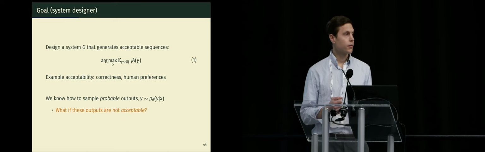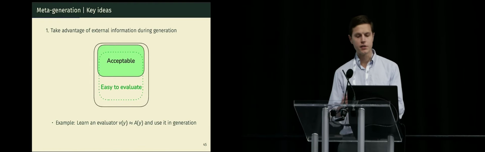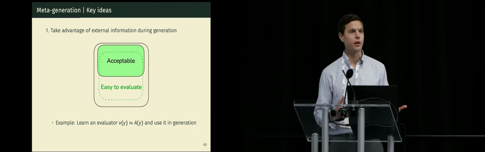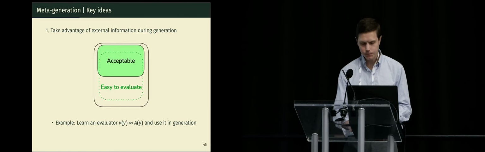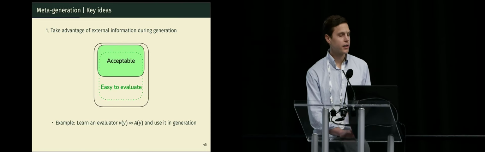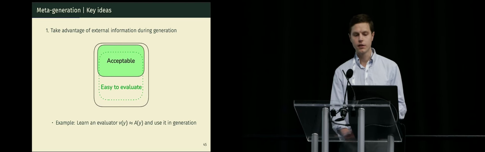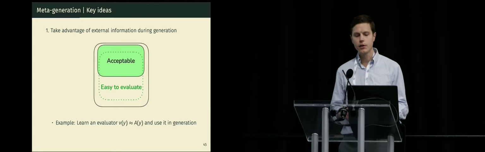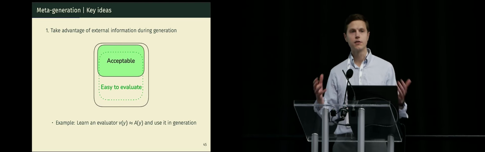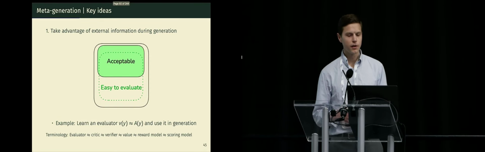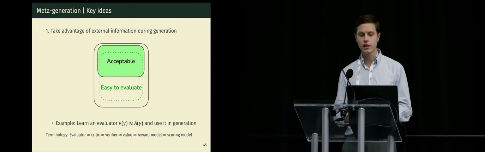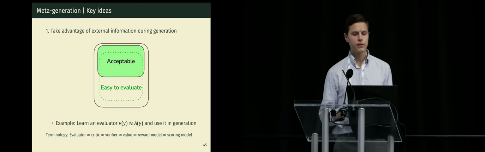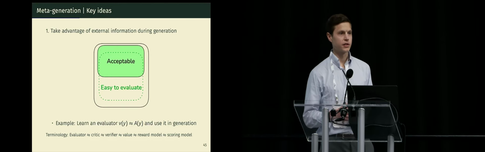But then there's this issue: what if there's a misalignment? What if these outputs that we get are not actually acceptable for what we want the generator to be doing? So the techniques that I'll talk about in a bit try to get at this with two different underlying ideas. One is that we can somehow incorporate information that is outside of the language model into the generation procedure. For example, let's say you learn an evaluator model, and your evaluator model will take in an output, and it will actually approximate this notion of acceptability.